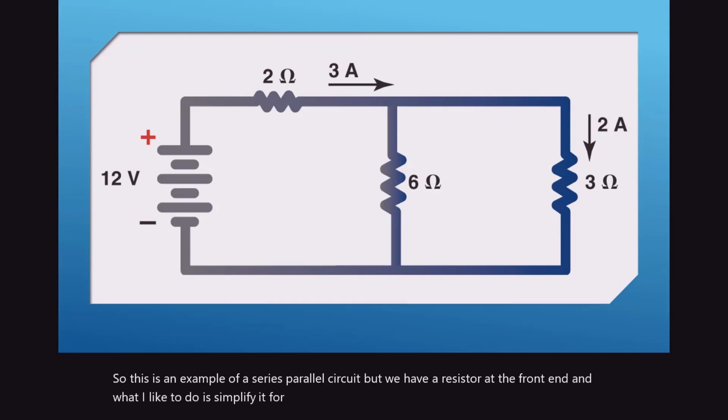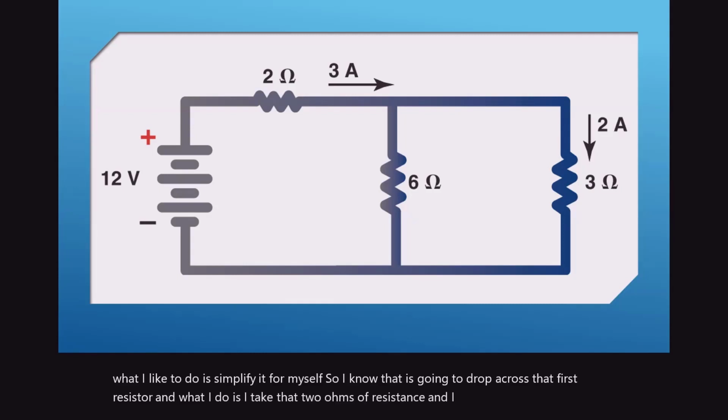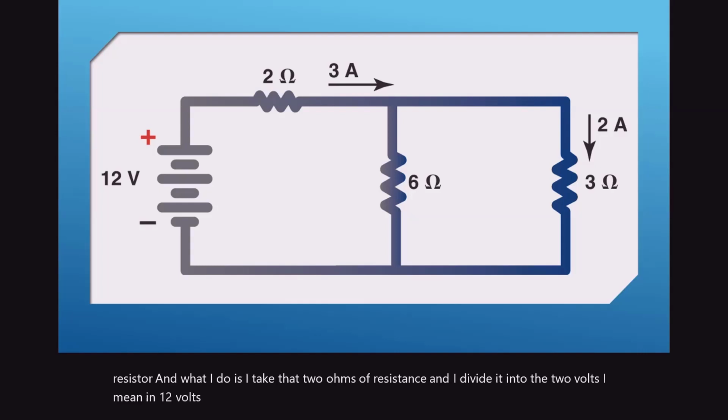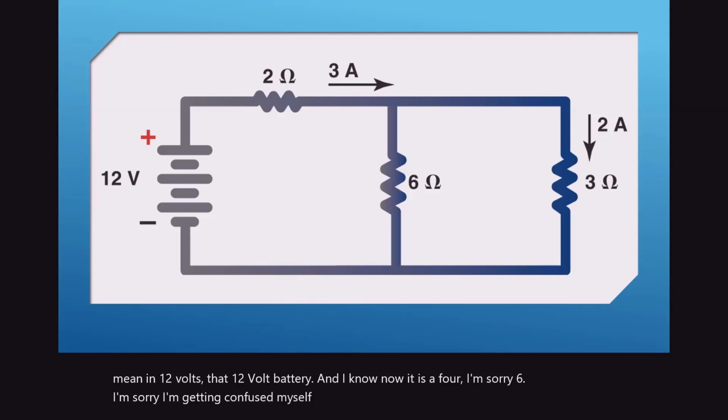So I know that it's going to drop across that first resistor. And what I do is I take that 2 ohms of resistance and I divide it into the 12 volts, that 12 volt battery. And I know now it is 6. I'm sorry, I'm getting confused myself here. If I divide it in, I'm going to end up with what? Okay, so I'm going to end up with 6.